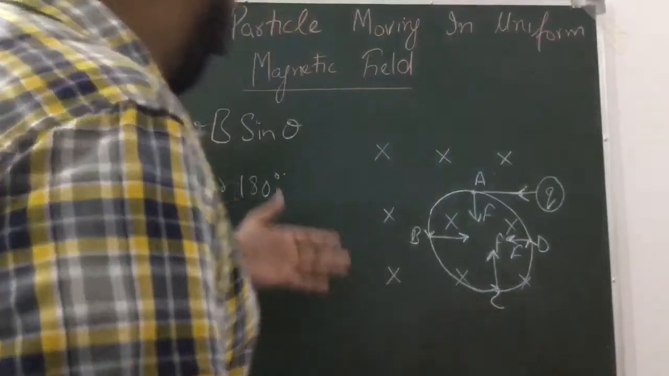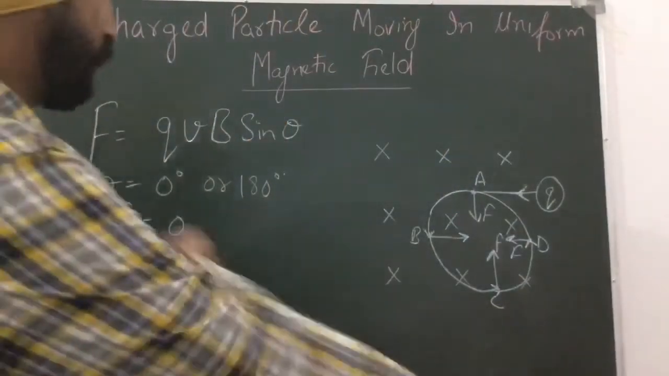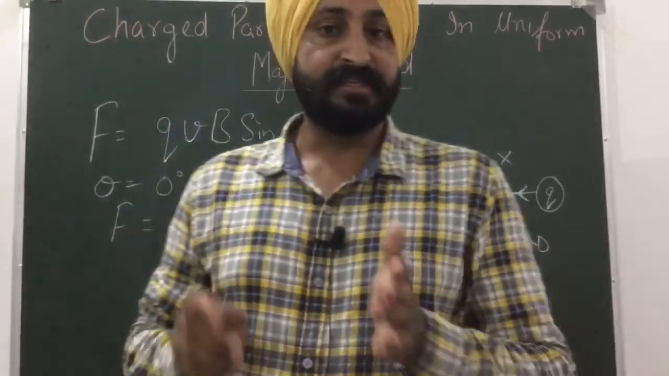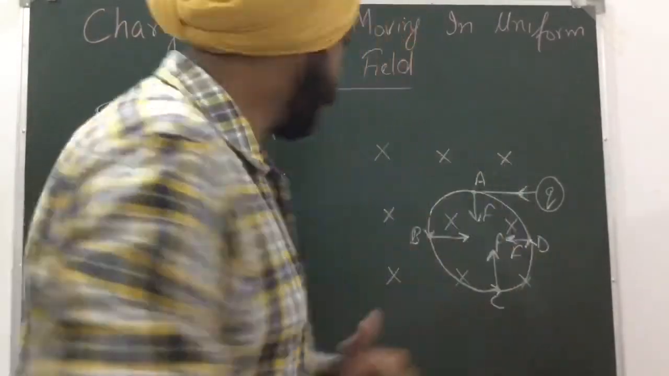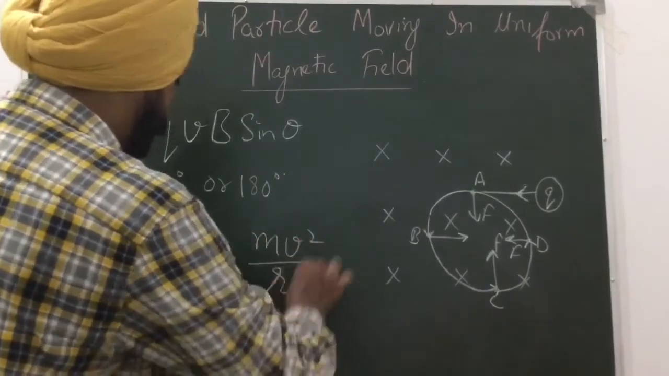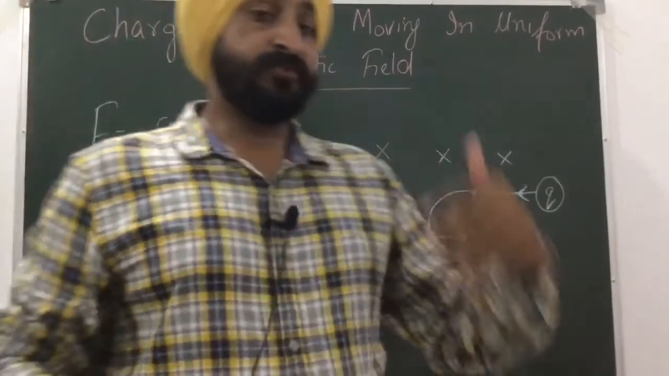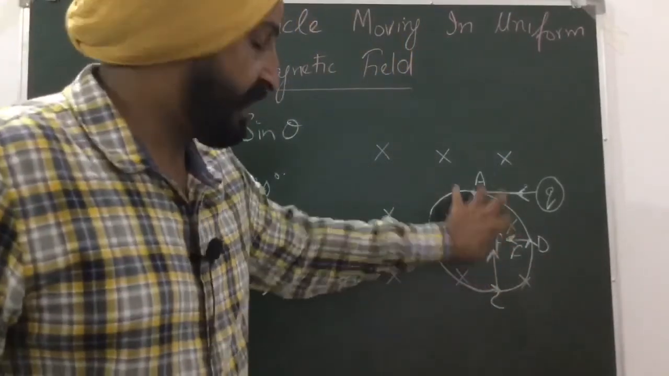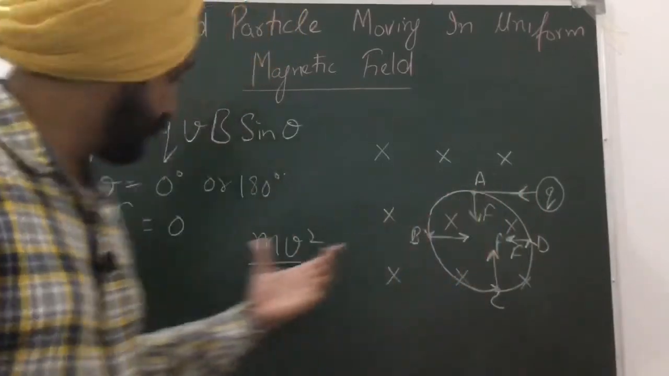Now, we will be doing a bit of calculations. We know that when a body is moving in a circular path, there is some centripetal force. So the centripetal force would be equal to mv square by r. So what is the source of this centripetal force? Of course, the magnetic force. Magnetic force is the cause of the centripetal force.